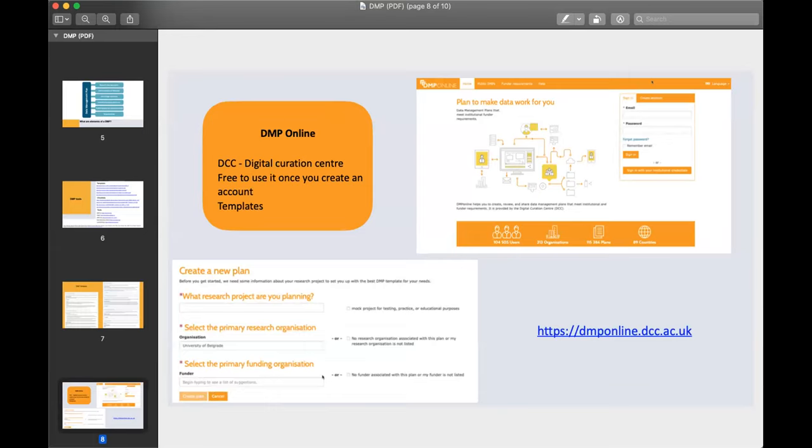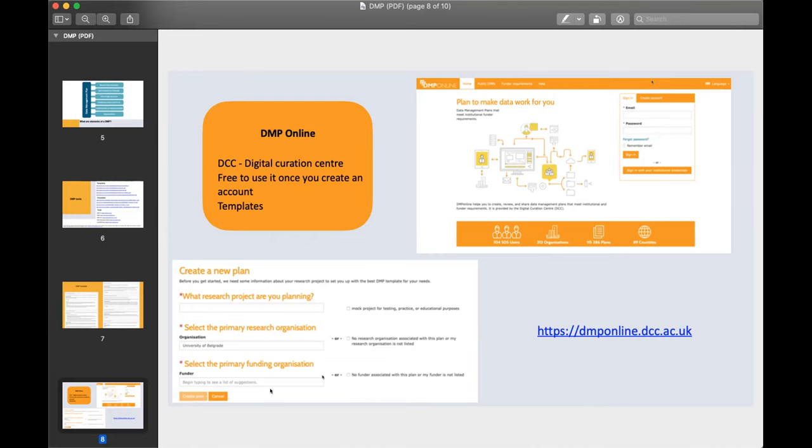So as for the tools, you can use DMP Online. It is a tool that was created by the Digital Curation Centre. You have to create an account, and when you do that, you'll be able to write a plan. First, you have to answer a few questions. What research project are you planning? So basically you have to give this DMP a name. If it is a mock project, there is a checkbox you can check. As for the primary research organization, this is your university. So if you start typing and it cannot find it, you can just tick the box that says my research organization is not listed.